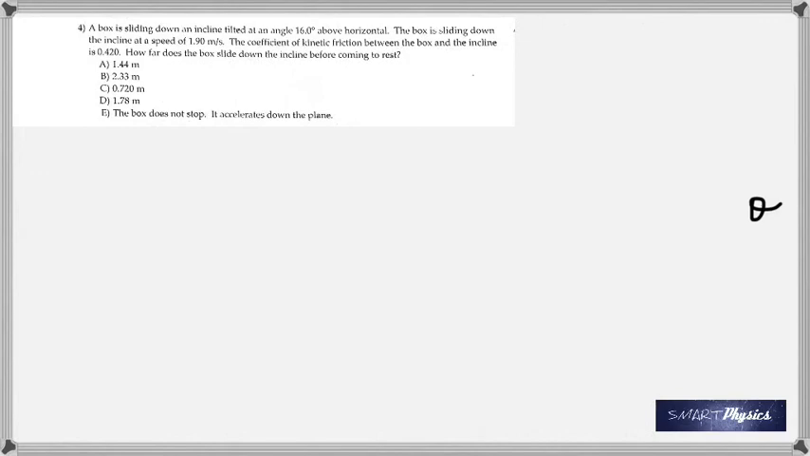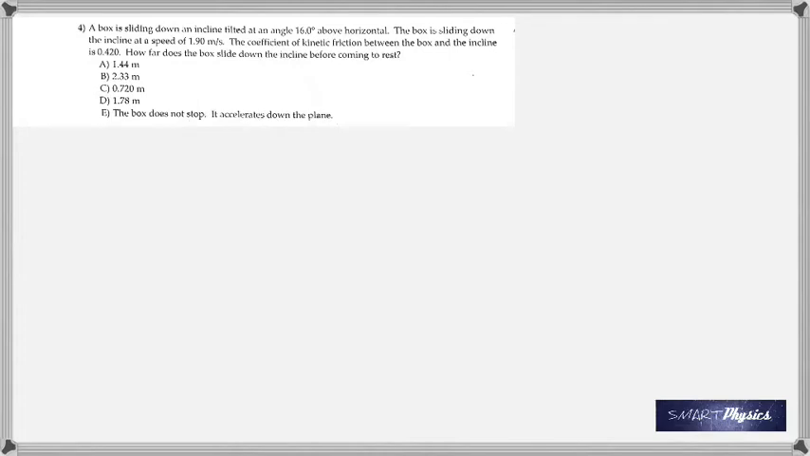In question 4, a box is sliding down an incline tilted at an angle 16 degrees above the horizontal, and it has a speed of 1.90 meter per second. The coefficient of kinetic friction between the box and the incline is 0.420. How far does the box slide down the incline before coming to rest?